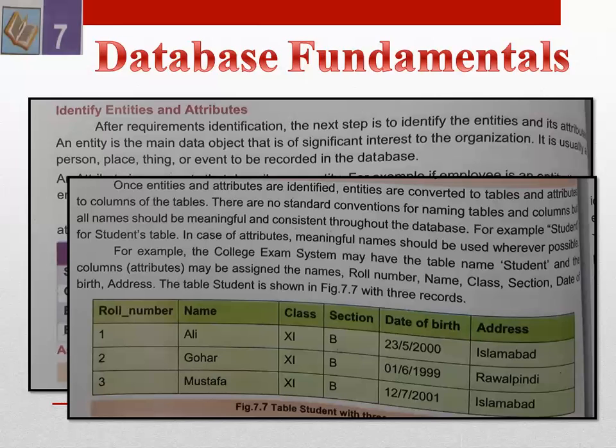For example, student for the students table. In case of attributes, meaningful names should be used whenever possible. For example, the college exam system may have the table name student, and the column attributes may be assigned the names roll number, name, class, section, date of birth, address. Here on your screen, you can view a table, which is basically an entity, the student entity. In the entity we have attributes, and attributes are columns like roll number, name, class, section, date of birth, and address. All these are attributes, and this complete information is called an entity, and in simple words, it is a table, and the columns are called attributes.